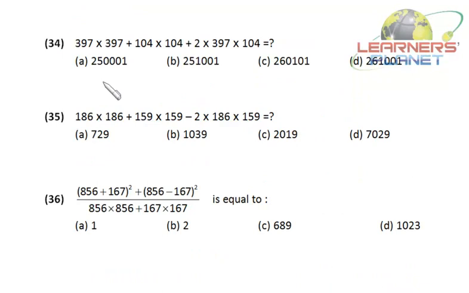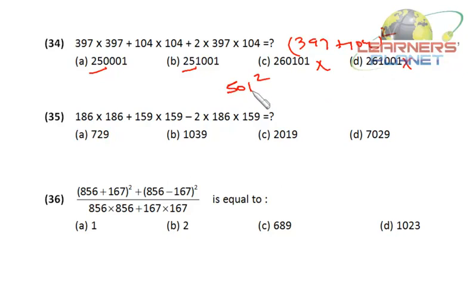Now in this problem, it is 397 into 397 plus 104 square plus 2 into 397 into 104. It is precisely a plus b whole square, that is 397 plus 104 whole square, which is actually 501 whole square. Okay. So we have to check which of the following is the correct option. So the initial digits must be 25. It cannot go up to 26. So this cannot be the right choice. Now we are left with these two.